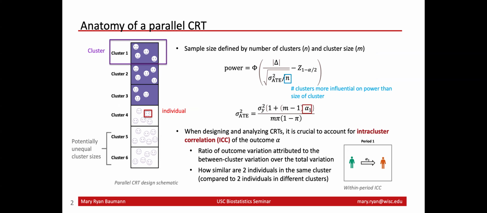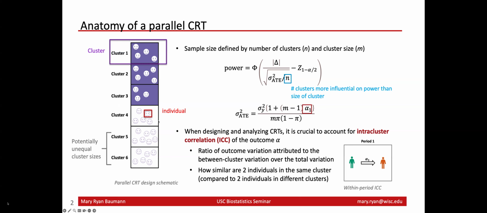The anatomy of what we call a parallel cluster randomized trial is fairly intuitive. You have a set of clusters, you randomize them to treatment conditions in some sort of allocation ratio. You have individuals within each of these clusters, and you might have potentially unequal cluster sizes between your clusters, depending on the context or the situation that you're in. In designing these we call these parallel because we have concurrent treatment and control conditions.